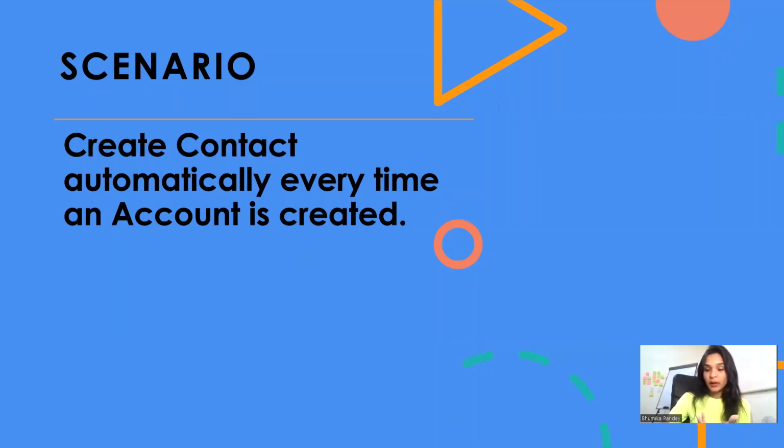Because process builder can basically trigger whenever your account is getting created, right? So every time you are creating an account, your process builder will be called, and then your process builder can call the flow wherein you can create the contact, right? So in your process builder, you will be calling the flow, and in the flow, you will be creating the contact record, right? So every time an account is created, the process builder will be called, and the process builder will call the flow in turn, right? And your contact will be created.